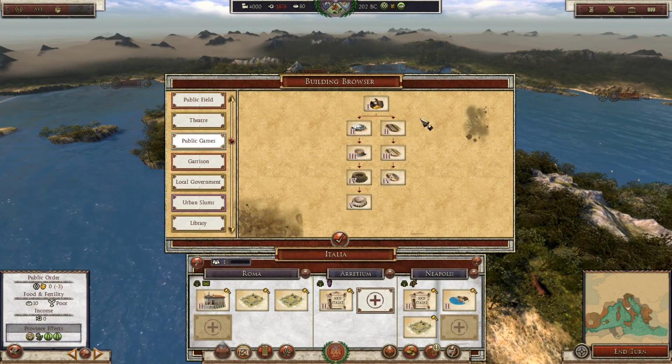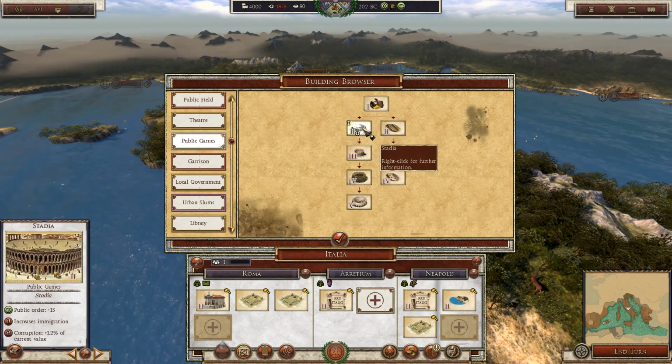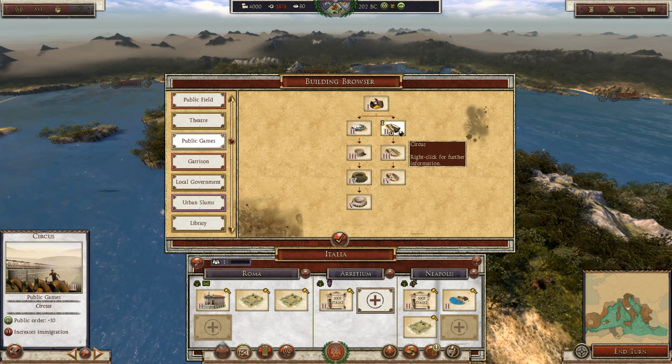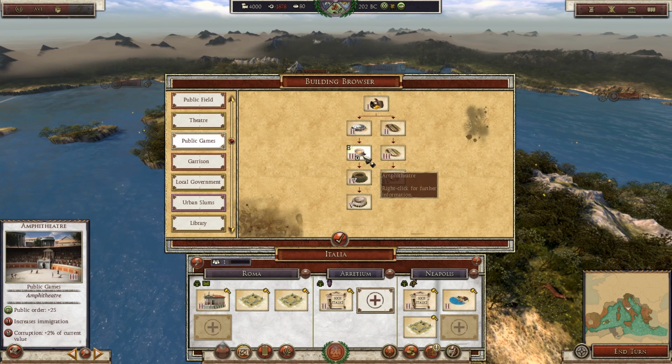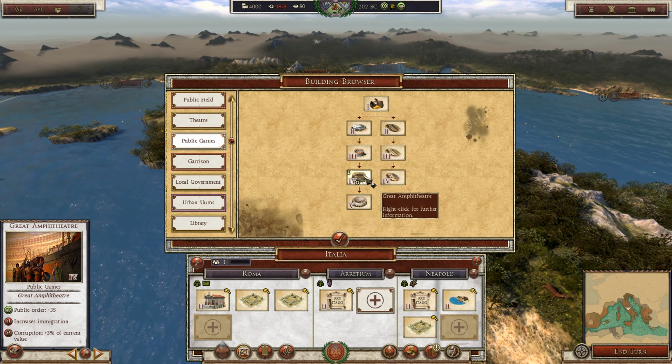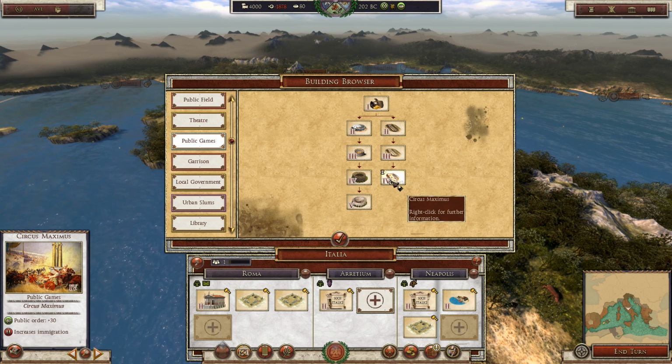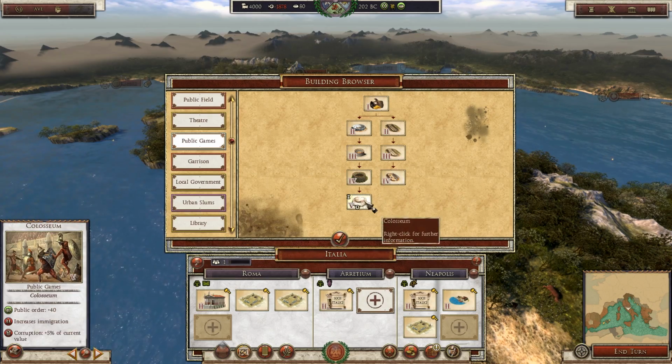Public games follow two chains, the gladiator games and the chariot races, providing massive amounts of happiness at the expense of increased immigration. It is to be noted that the Circus Maximus and the Colosseum are to be built in Rome only.